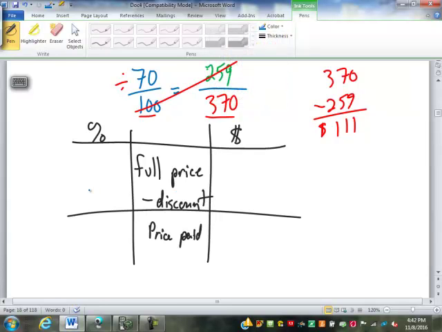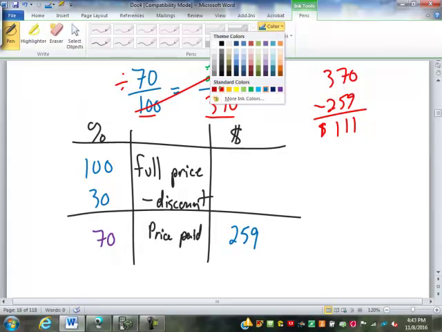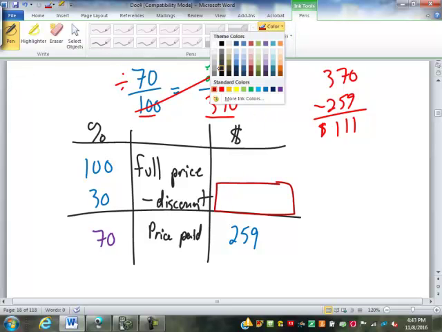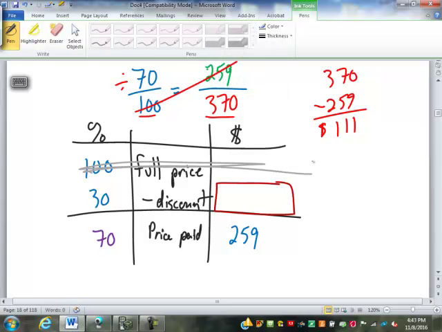We know the discount is 30%. So I put in 30% there. Full price, or the starting amount, is the full amount, or 100%. We can subtract 100 minus 30, tells us the price we paid is 70% of that starting amount. Then we're also given the $259 is what we paid afterwards. What we're looking for here is the amount we saved, which is the amount of the discount. What that's telling us is we don't need this top line.